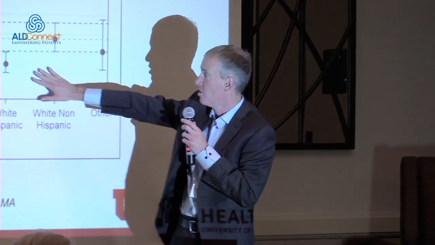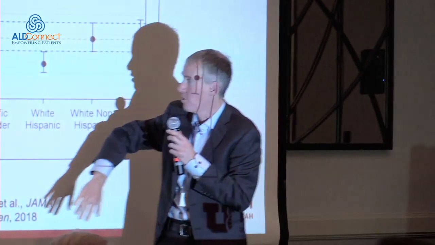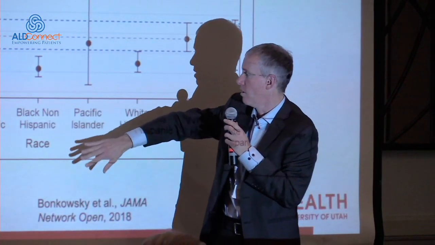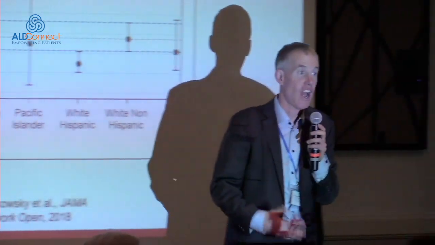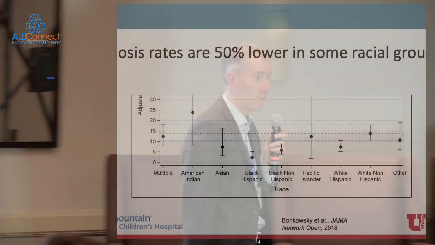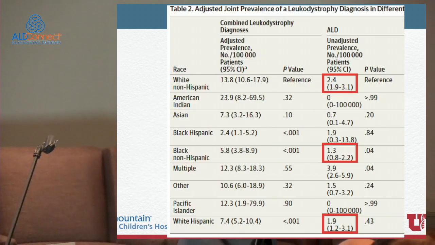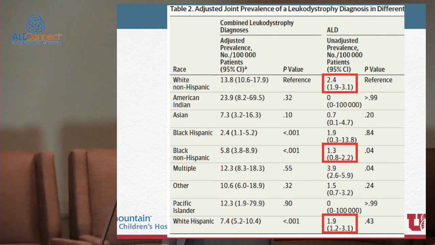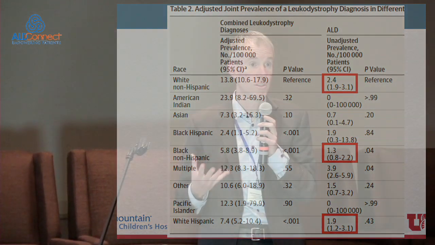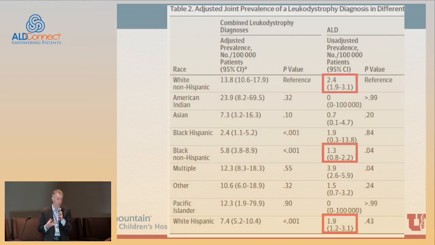If you're Hispanic, you can see your rates are half as much. If you're Asian or African American, your rates are half or a third as much. And so this implies that we're missing diagnoses of patients. The rates, if you're Black, Asian, or Hispanic, are much lower than they should be. So we're missing patients if you're from other ethnic groups.